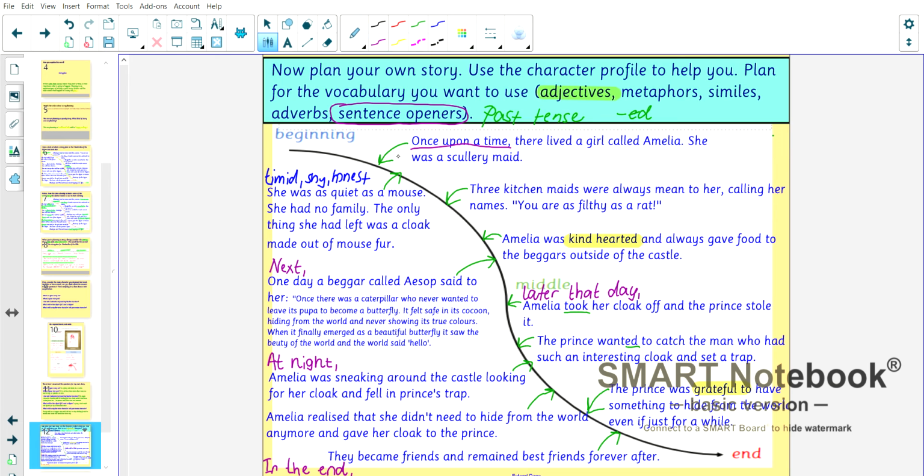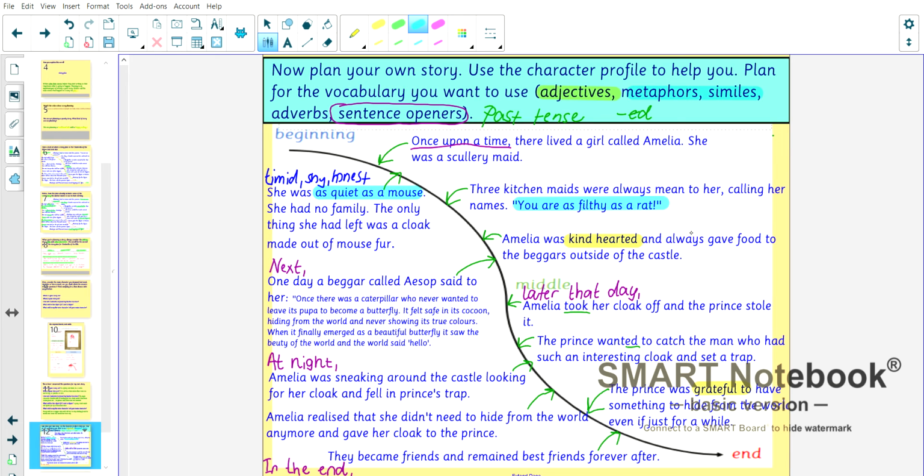I sure did. Metaphors and similes. Let's put them in blue. So I have you are as filthy as a rat. That's a simile. I can write you are a filthy rat. Now that's something she is. Now that would be a metaphor. I also planned she was as quiet as a mouse. That's a lovely simile there. So I definitely planned for that.